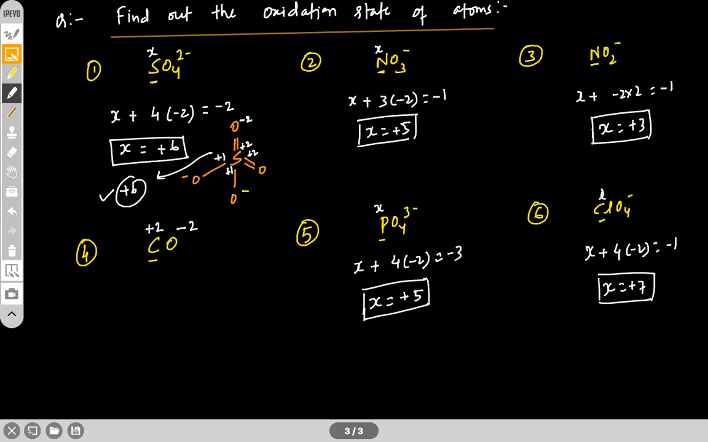Yes. Similarly, you see carbon and oxygen, C double bond O, oxygen is -2, carbon is +2. PO4 3 minus. Have you heard the compound H3PO4?